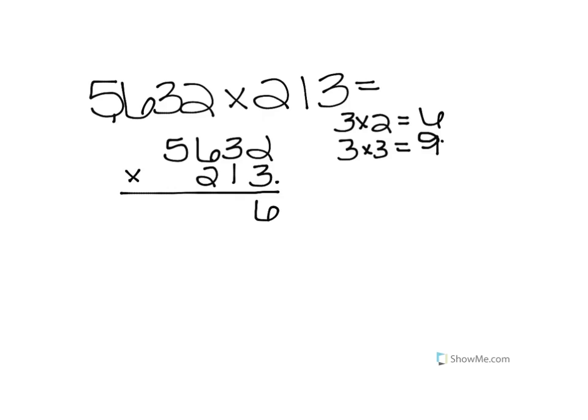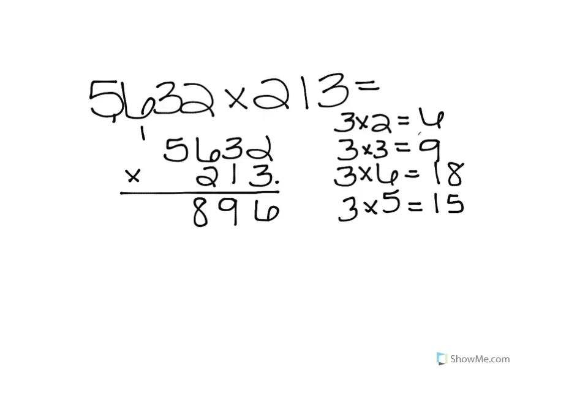That's kind of a crazy looking 9. Let me erase that. There we go. 3 times 6 equals 18. I'm going to drop the 8, carry the 1. 3 times 5 equals 15. I have to add that 1, and I get 16.